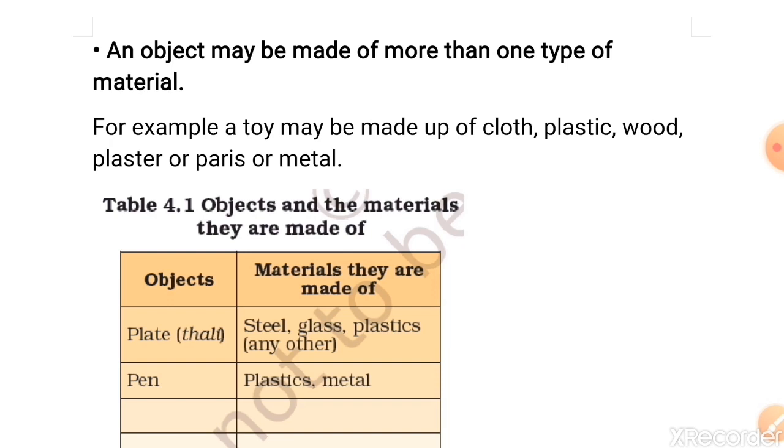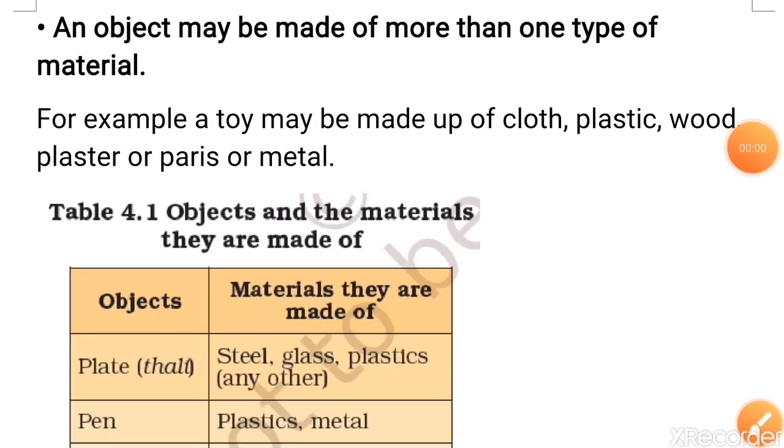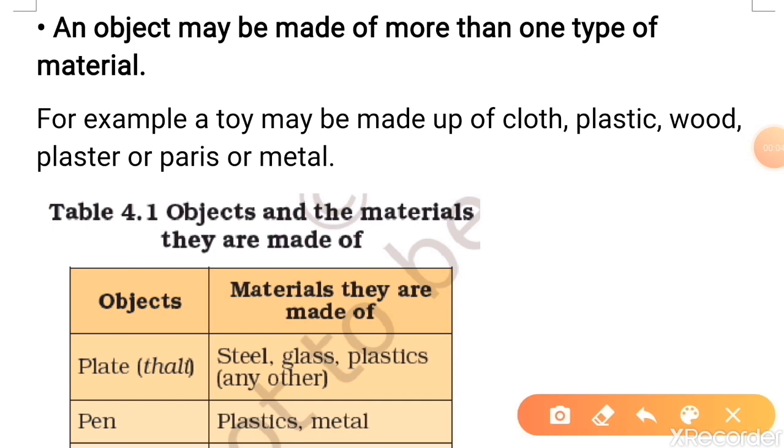It may seem difficult to find out materials out of which some of these objects are made, but in that case you can discuss with your friends, parents, and with me. Observing objects around us, we can find out that an object may be made of more than one type of material. For example, a toy may be made of cloth, plastic, wood, plaster of Paris, or metal.